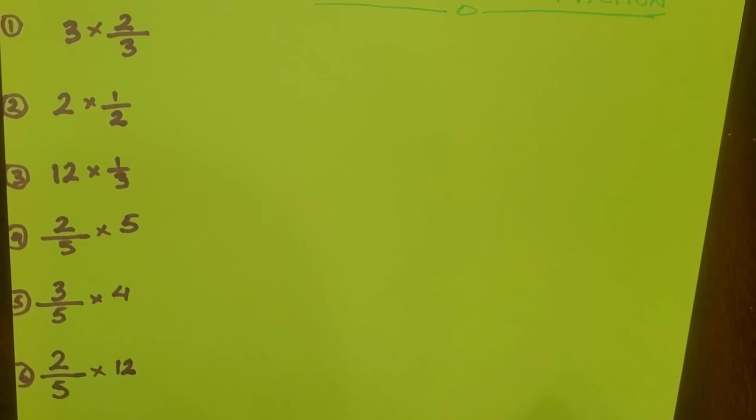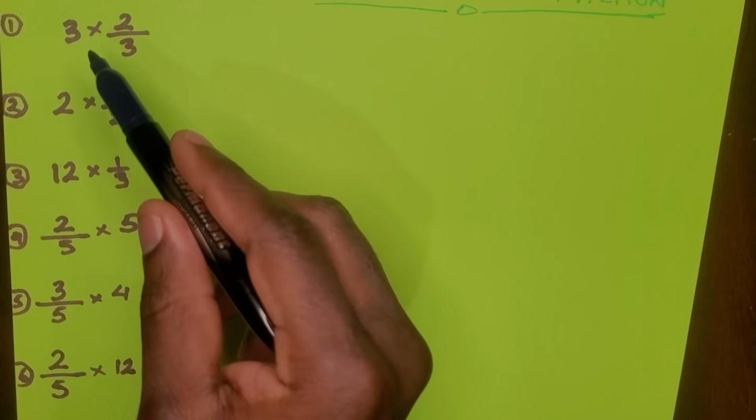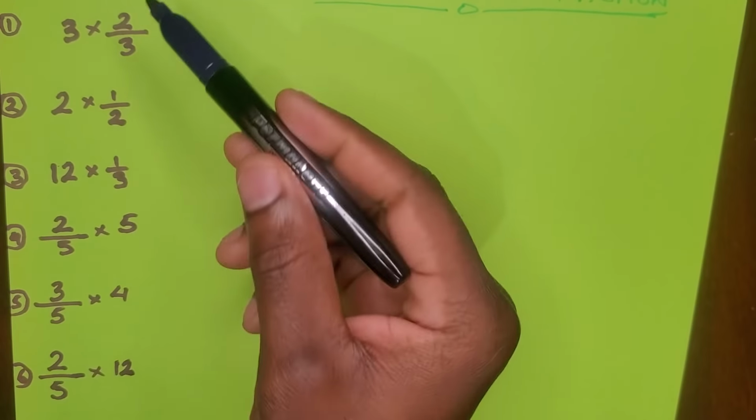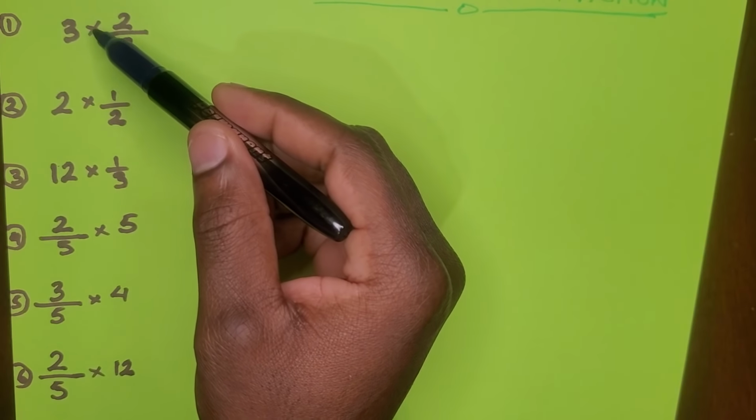For today's video, I'm going to be walking you through how to multiply a fraction. So what does it mean to multiply a fraction? When you multiply a number by a fraction, you are finding part of that number. For instance, you have 3 times 2/3, which means you are finding 2/3 of 3.